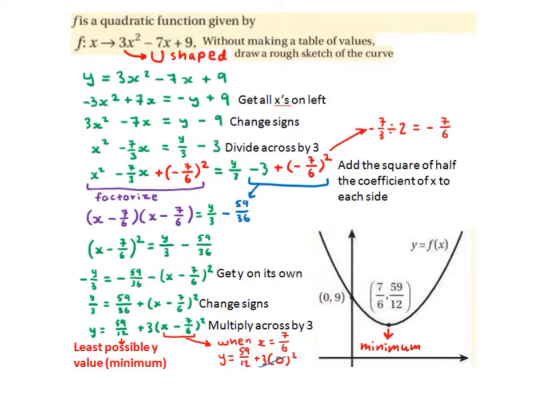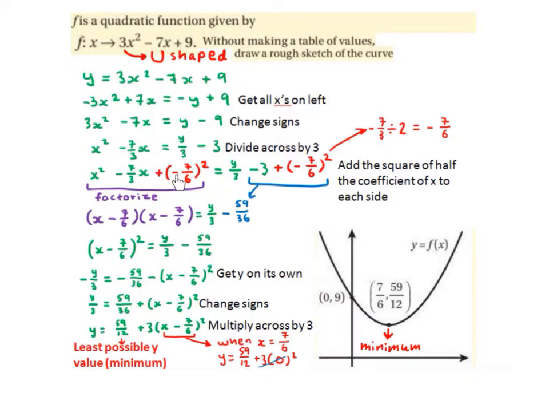So now that we have a positive x squared, we can then complete our steps for completing the square. So the next step of completing the square is to add the square of half the coefficient of x to each side. So our x term is minus 7 over 3 x, and minus 7 over 3 divided by 2 is minus 7 over 6. So we're going to add the square of minus 7 over 6 to both sides.